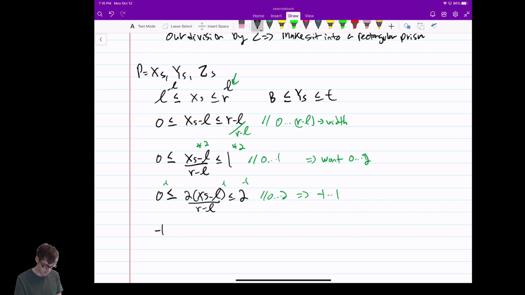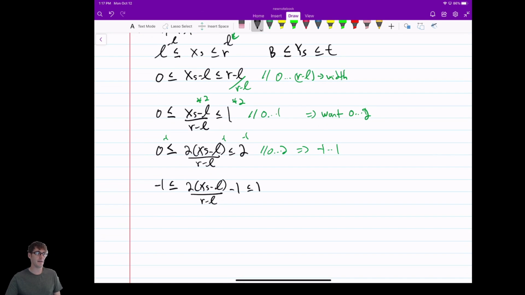So we have -1 less than or equal to 2xs minus L over R minus L, minus 1, which is less than or equal to 1. All right, so we've done it. If I want to take our point x of s and transform it so I get a normalized coordinate from -1 to 1, I just go 2 times x of s minus L over R minus L. This is now -1 to 1.